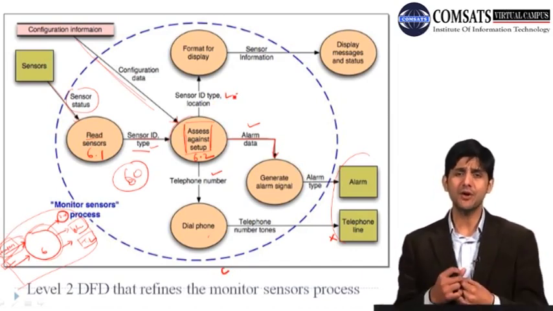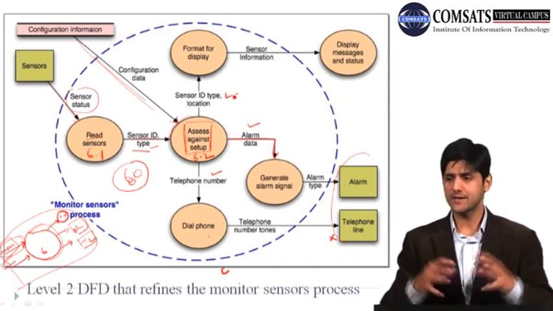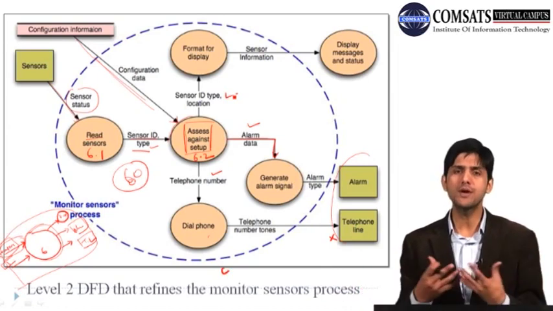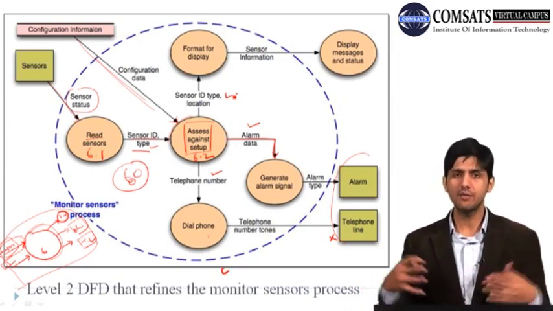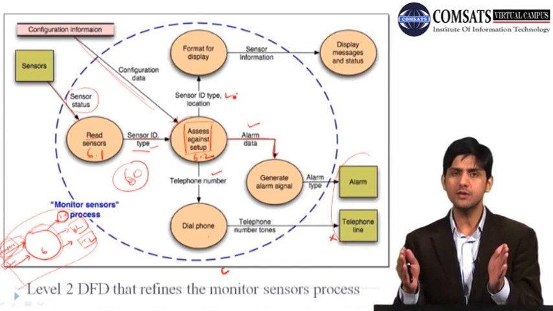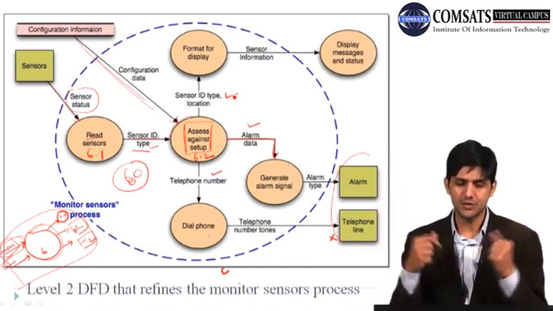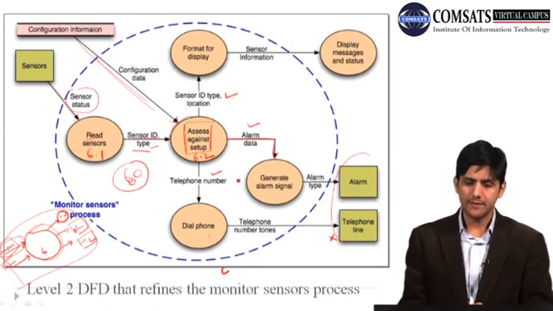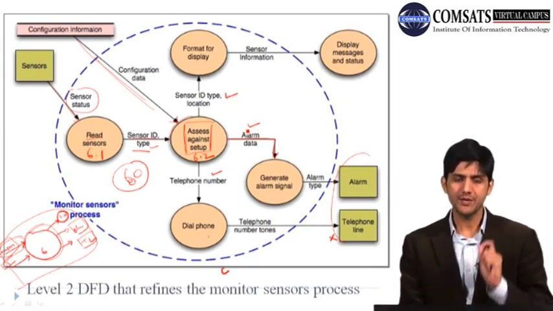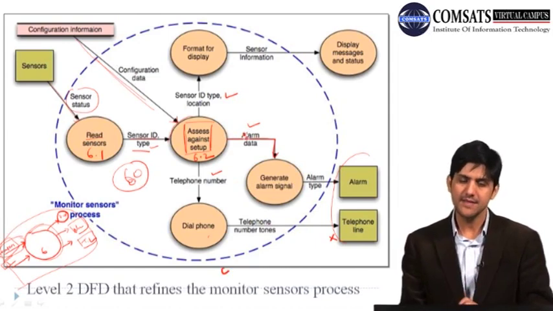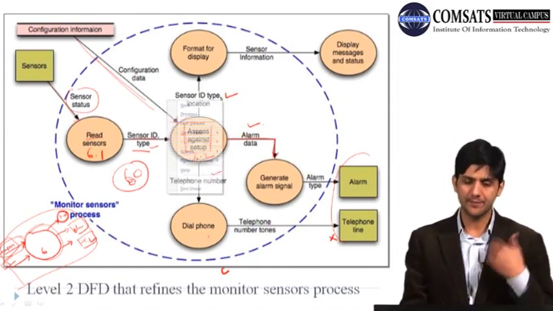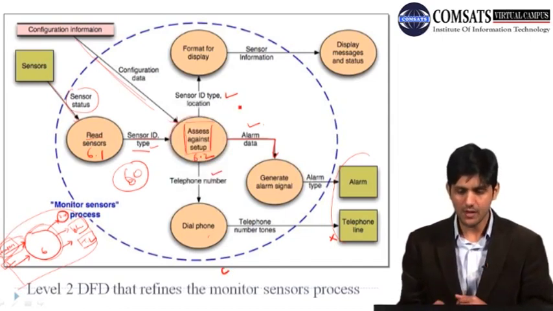Because if it's a big building we are talking about, a big house with lots of different rooms, we want to know where the smoke is actually coming from, because when the fire brigade comes in, they look at this particular display and they say, okay, this is the room where we need to go to and deal with the issue. So there are three outputs which are being produced from this process, which is assess against setup, and these outputs are alarm data, telephone number, and sensor ID and type, and also its location.